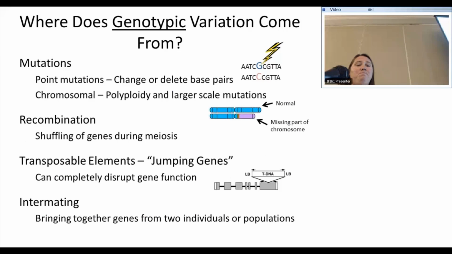One of the major contributors to genetic variation are mutations. Mutations fall into two broad classes. One can be considered point mutations, and these are basically changes or small deletions of base pairs, those As, Ts, Gs, and Cs. So here, for example, we have some DNA, and perhaps it was originally a CC strand of DNA.